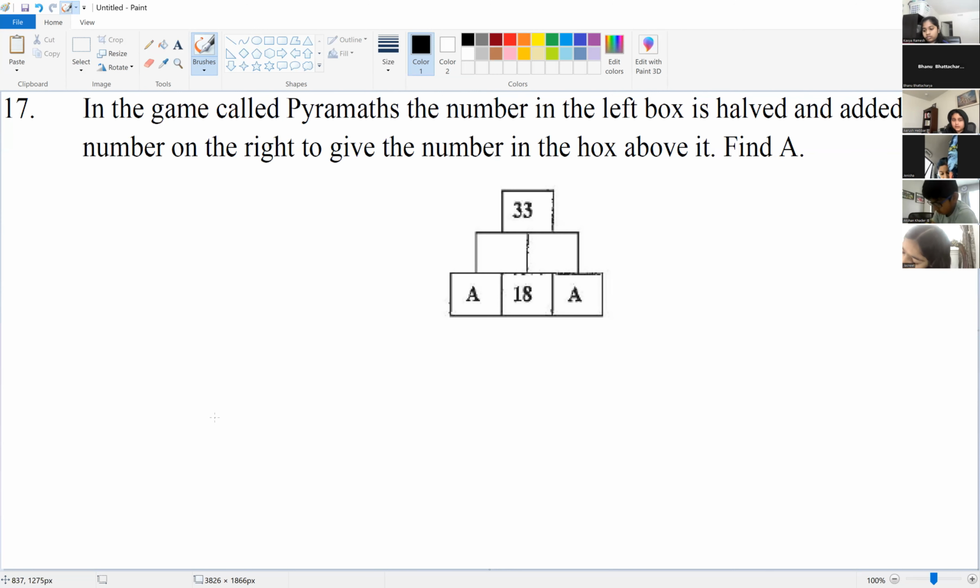In the game called Pyramids, the number in the left box is halved and added to the number in the right to give the number in the box above it. So A is halved and added to 18, and then the sum is halved and given to A. So A plus 9, so there's 1.5 of A plus 9 over here.